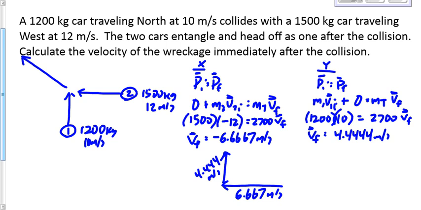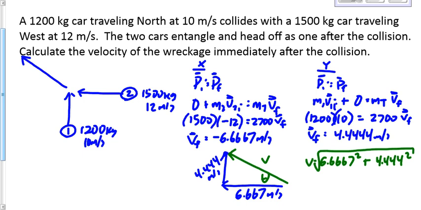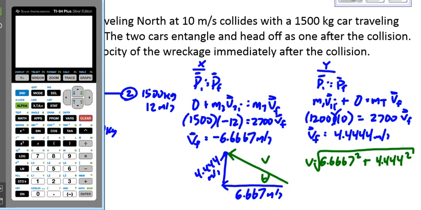A resultant vector is right here. So I'm going to say V is 6 points. We don't need to put in the negative now when we're squaring it. A squared plus B squared is equal to C squared. Let's do this one on the calculator together here. Let's say 6.6667 squared plus 4.44 squared. Let's square root that. 8.01 or just 8.0.